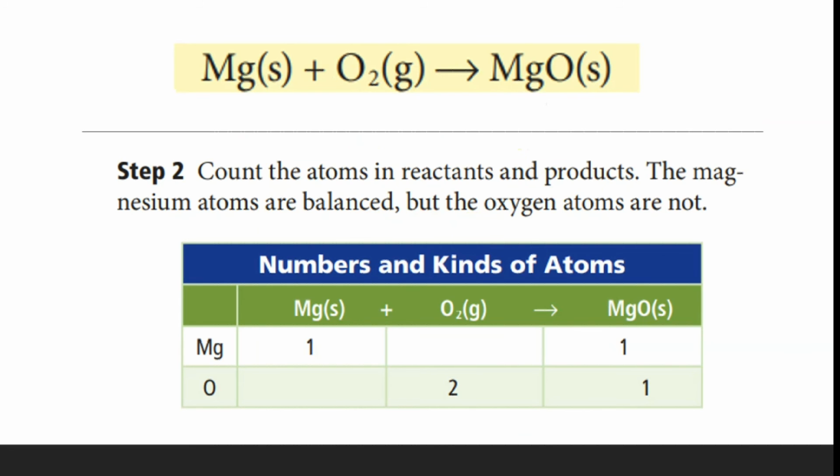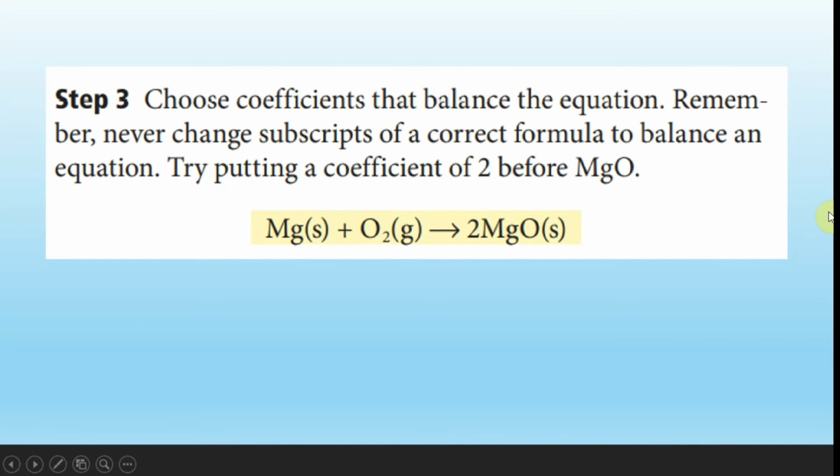Step 2. Count the atoms in reactants and products. The magnesium atoms are balanced, but the oxygen atoms are not. So remember the recommendation I gave you. First, make a chart like this. List all the elements that you have, and then how much you have of each one. So magnesium, we have here 1, and on the other side we only have 1. Now on this side we have 2 oxygen, and on this side I only have 1. So I need to balance the number of oxygens.